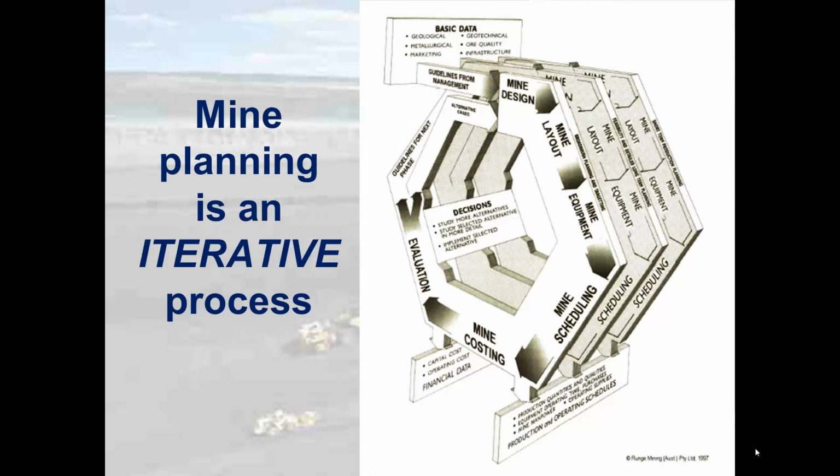This drawing, which is on page 24 of your book, may be a little bit intimidating, but it's illustrative of the iterative nature of the mine planning process. By following the circular process, you can see why it makes sense. You start with the basic data. So up here at the top, the basic data that you need to make decisions: geological, metallurgical, marketing, etc.